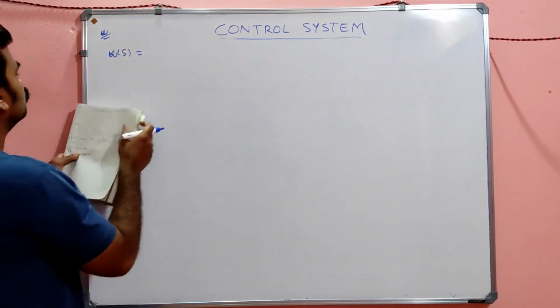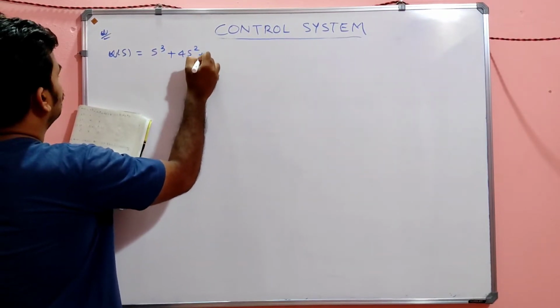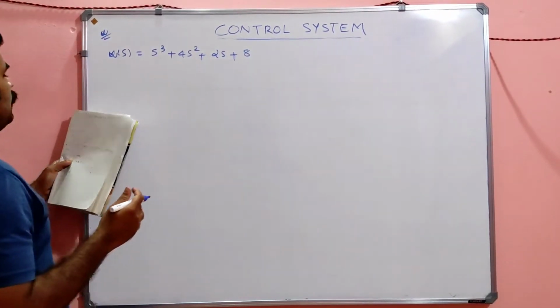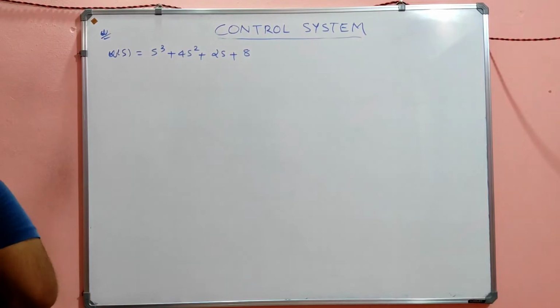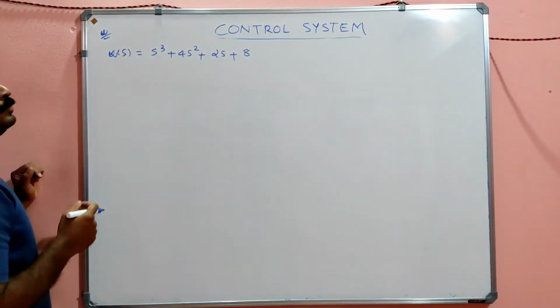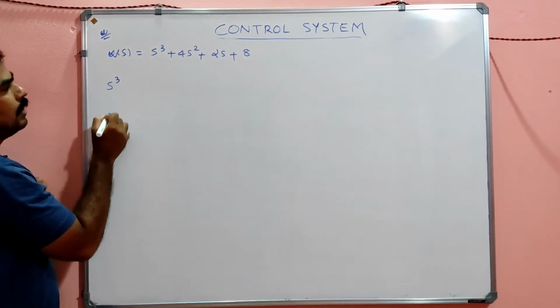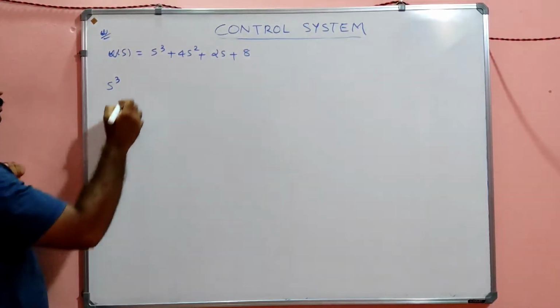Q of S is equal to S cube plus 4s square plus 2s plus 8. And how can we find the stability? Okay, you have to find again the stability values. Okay, listen. So write again the Routh table: s cube, s squared, s raised to 1, s raised to 0. Am I right?